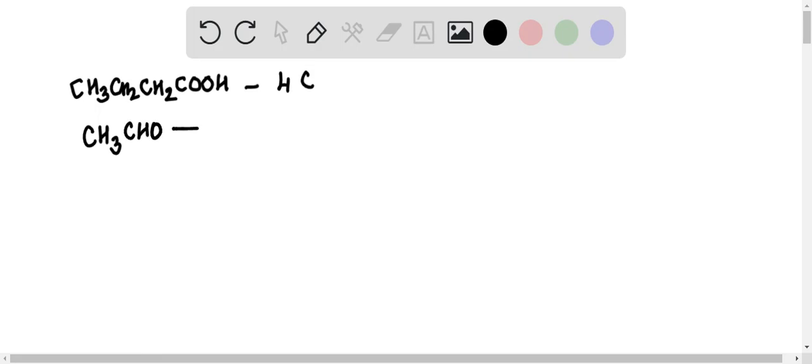and if we do an aldol reaction, sodium hydroxide, aldol condensation will give CH3CHOH. One, two, three, 4 carbons.